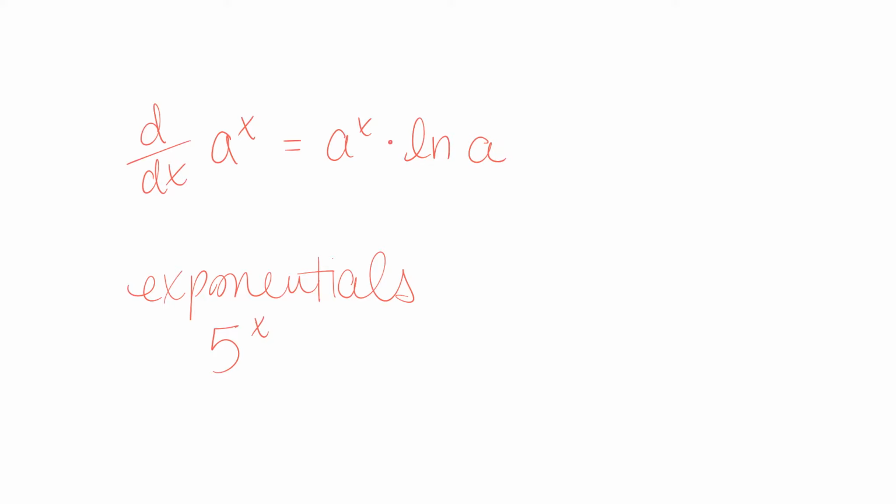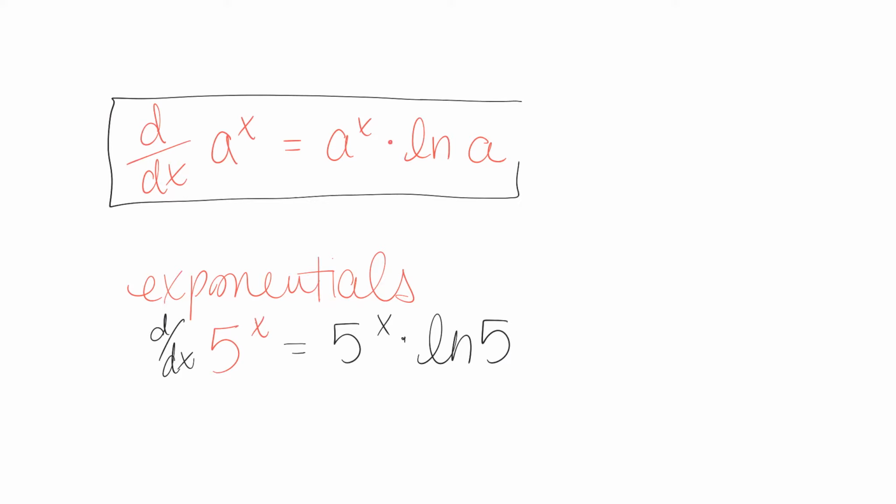So back to this example, 5 to the x. If I asked you for the derivative of 5 to the x, it would simply be 5 to the x times the natural log of 5. So easy enough. Let's write this down somewhere, because this is the most common notation that you will see for that.